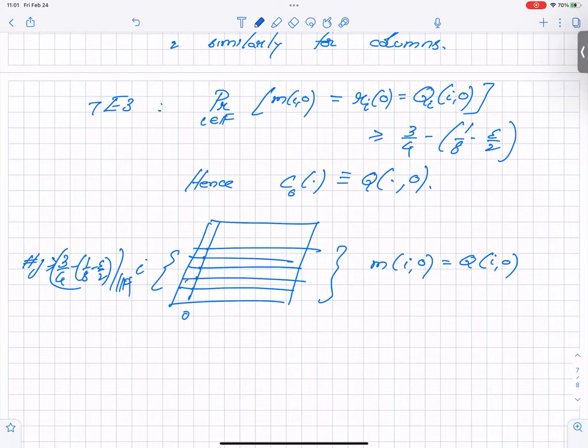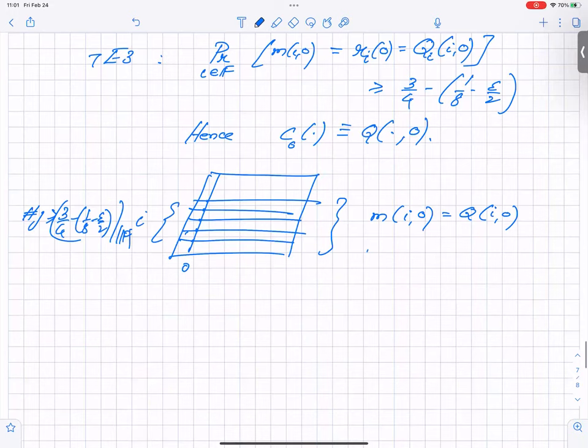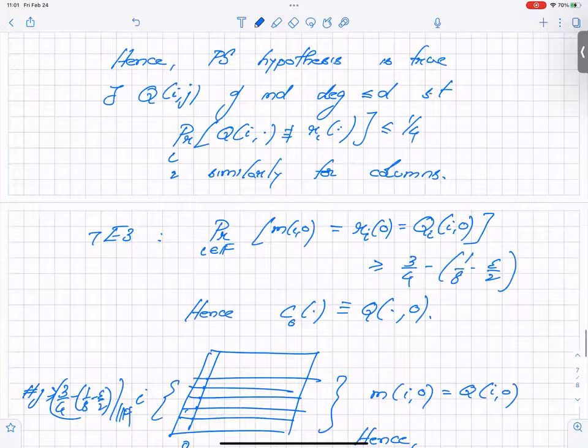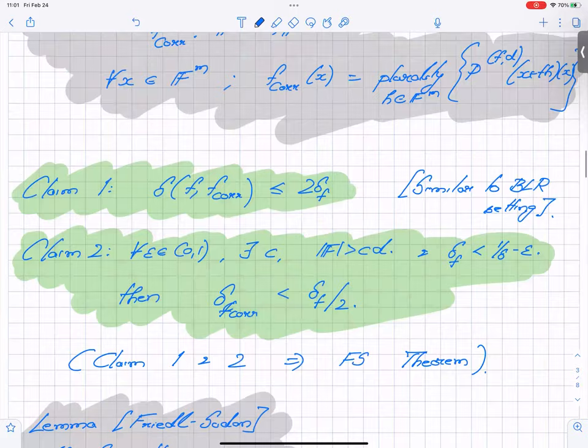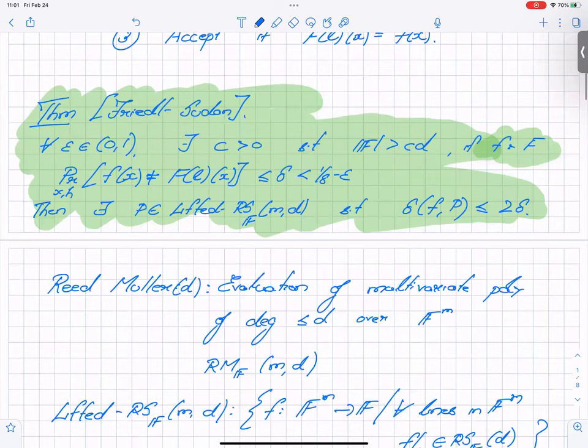These are all points around column 0. And so on column 0, the points table is agreeing with some low degree polynomial most of the time. Therefore, the low degree, and what is C0? C0 is the best fit polynomial for that. Therefore, C0 has to be Qi 0. So what do we need for this? We need D to be less than something. So I've hidden that in the way I have stated the lemma statement, that F has to be larger than some c times d.